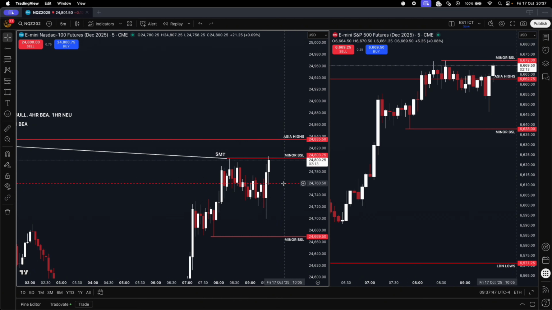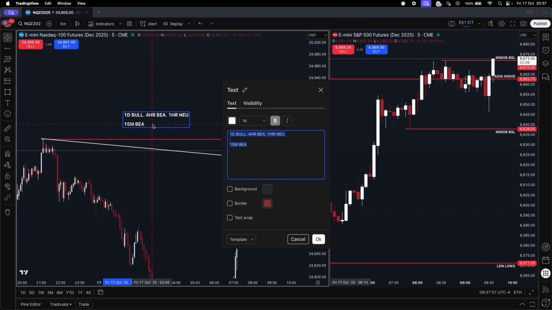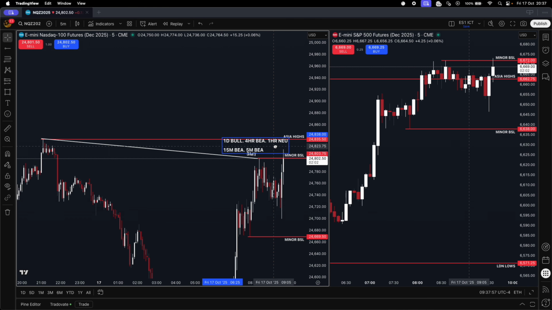So the 5-minute took the high, so it's already neutral, and we're trading out of the bearish gap, so we're bearish. So we have a bearish bias and a sweep of buy side. Simple. Easy work, guys, easy work.